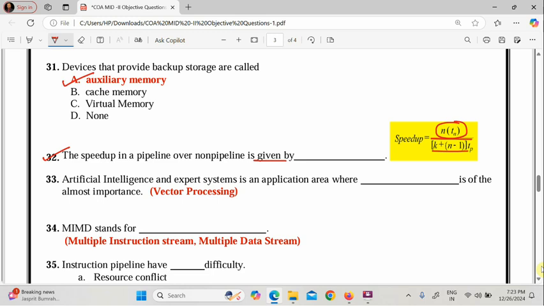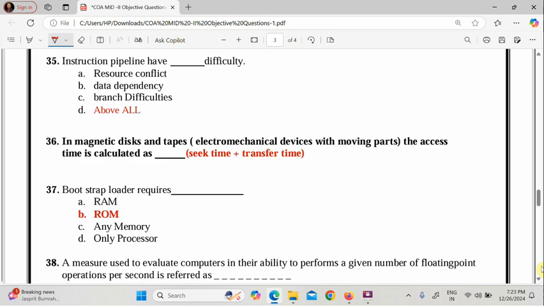Artificial intelligence and expert systems are application areas where vector processing is very important. What is MIMD? Multiple instruction, multiple data stream. Instruction pipeline has three difficulties called resource conflicts, data dependencies, and branch difficulties. Mean all. In magnetic disks and tapes, the access time is calculated as seek time plus transfer time. Seeking the disk to the correct position is called seek time, and after seeking to the correct position, it has to transfer data from that particular location.